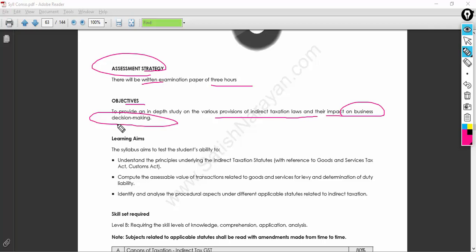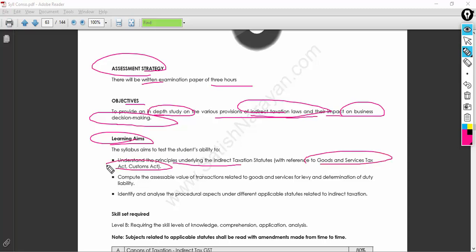So with that, what you need to do is build in-depth knowledge. You need to have a deep study of this indirect taxation structure. Okay. So, learning objectives: you need to understand the basics of your indirect taxation statutes with reference to goods and service tax and the customs acts. You need to compute the assessable value of transactions related to goods and services, levy, and determination of duty liability. Very, very important. In case you give maximum benefits to the organization, it gets more advantage so that it can keep building its organization bigger and bigger.